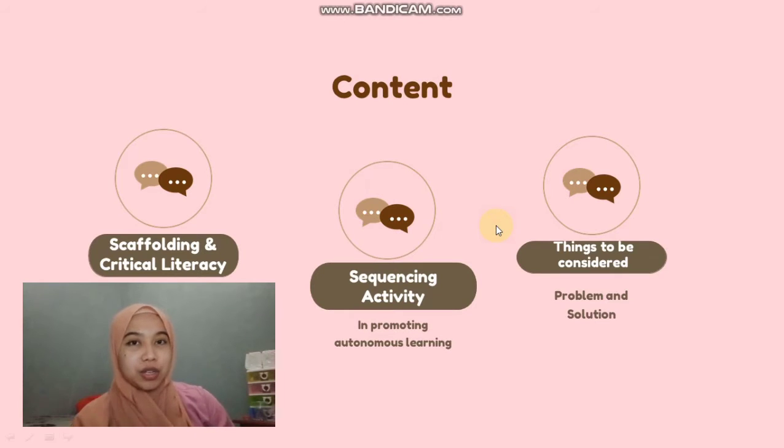In this presentation, we can break this area down into the following fields. My first point concerns scaffolding and critical literacy in online teaching. Then I will go on to highlight what I see as the main points of sequencing activities to promote learning autonomy. And finally, I would like to address the things to be considered in online teaching activity.